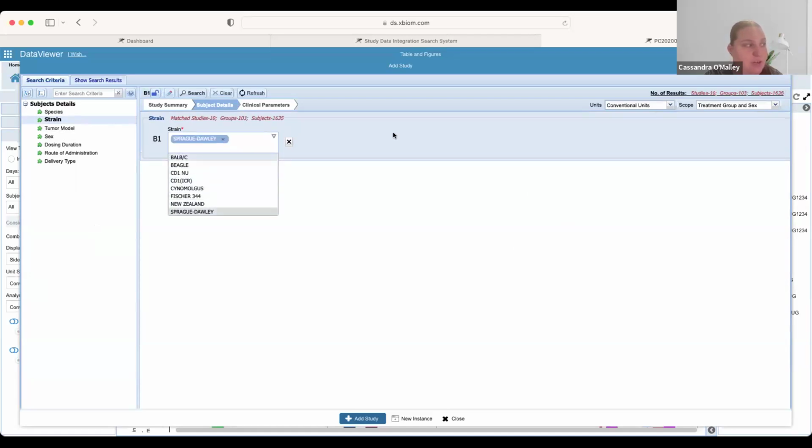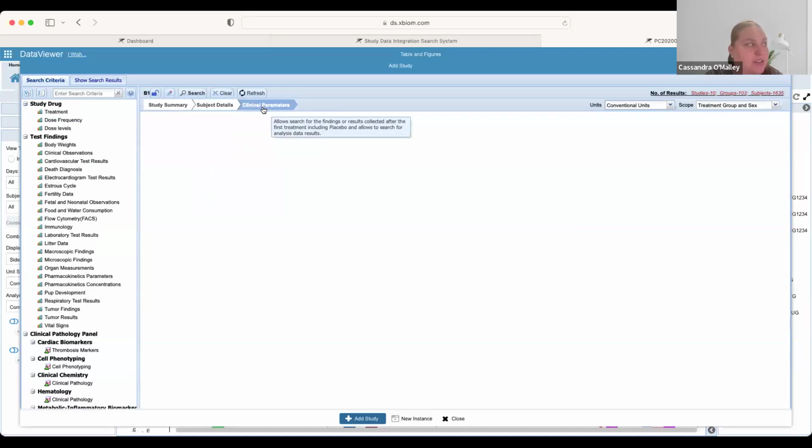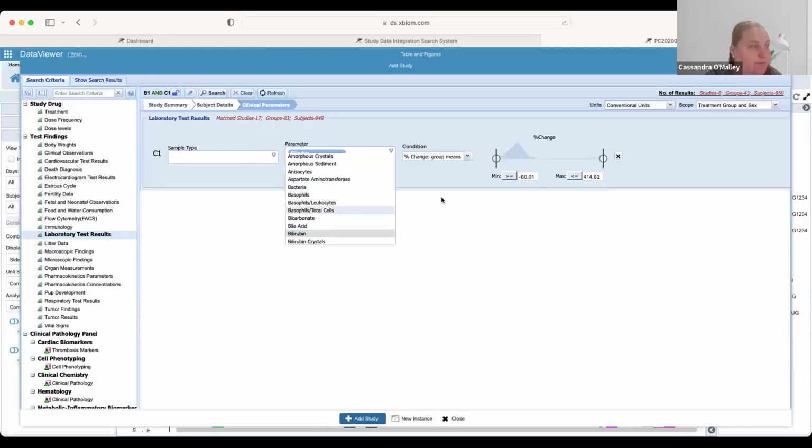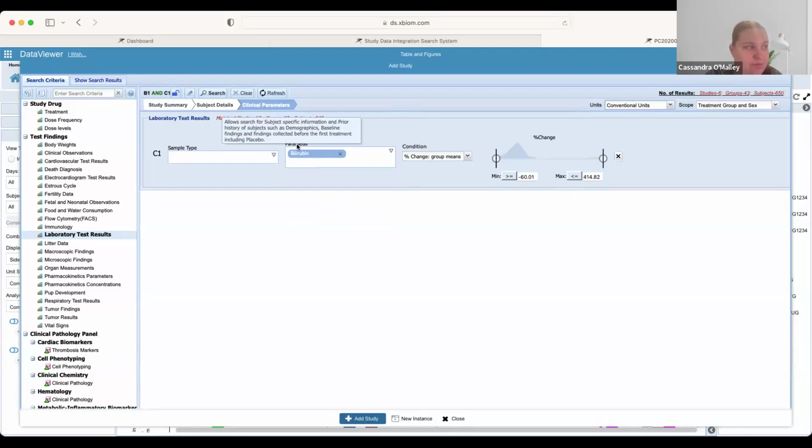So I'll select Sprague-Dawley there, and then go into the clinical parameters. And I'm going to select laboratory test results, and I only want to see bilirubin. So this is going to give us the entire range of bilirubin across Sprague-Dawley rats in our repository.